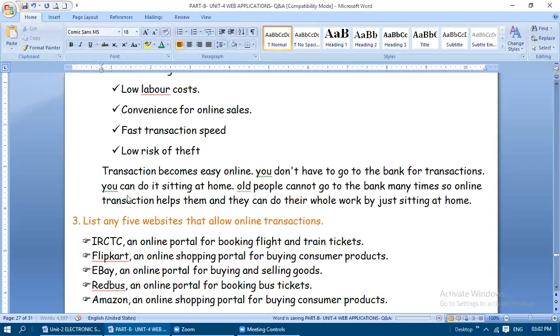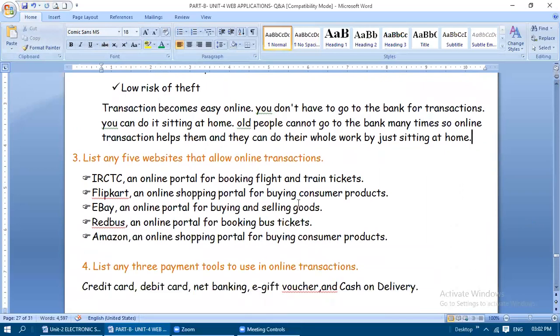Next we will see the question, list any 5 websites that allow online transactions. So we need to list out 5 websites. IRCTC is one of the websites, and then Flipkart. IRCTC is mainly used for what?